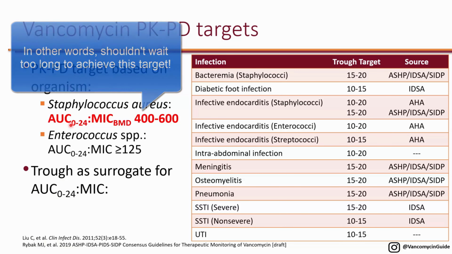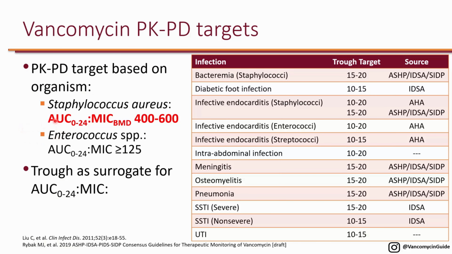Now, historically, it has not been practical to calculate AUC. So what a lot of guidelines have done, they have used trough as a surrogate for AUC to MIC. Especially that 2011 guideline used trough as a surrogate for AUC to MIC. So as you see different guidelines for different infections, instead of AUC to MIC target of 400 to 600, a lot of these older guidelines actually have trough targets. So they would say for severe infections, a trough target of 15 to 20, and for less severe infections, such as diabetic foot infection, 10 to 15.